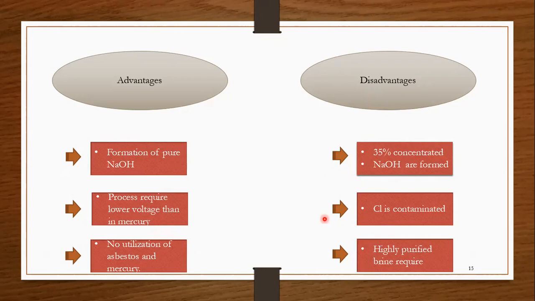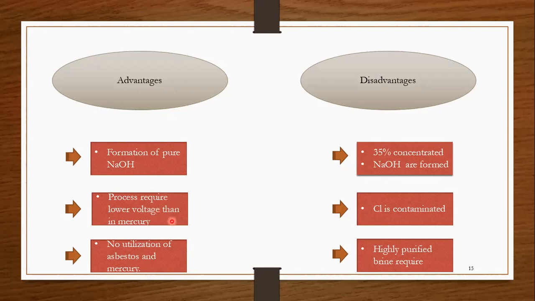In this cell, we need a highly purified brine, and the chlorine is also contaminated because it reacts with the OH ions. Due to the reaction with OH ions, they produce hypochlorite ions. That's why the chlorine which is collected from these chambers is contaminated.